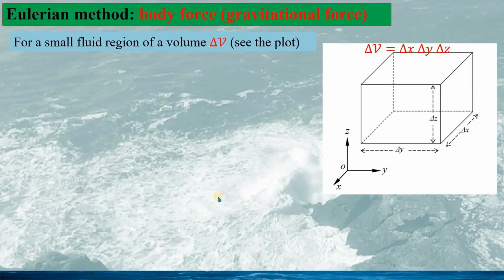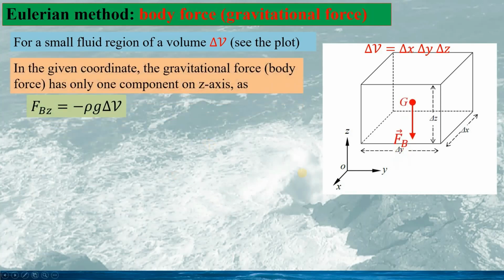Now in this slide, we'll have a look at the body force. In here, we consider the fluid gravitational force as the only body force acting on the fluid element. In the given coordinates, the gravitational force would have only one component in that direction, given as capital FBZ equaling minus rho g delta V.